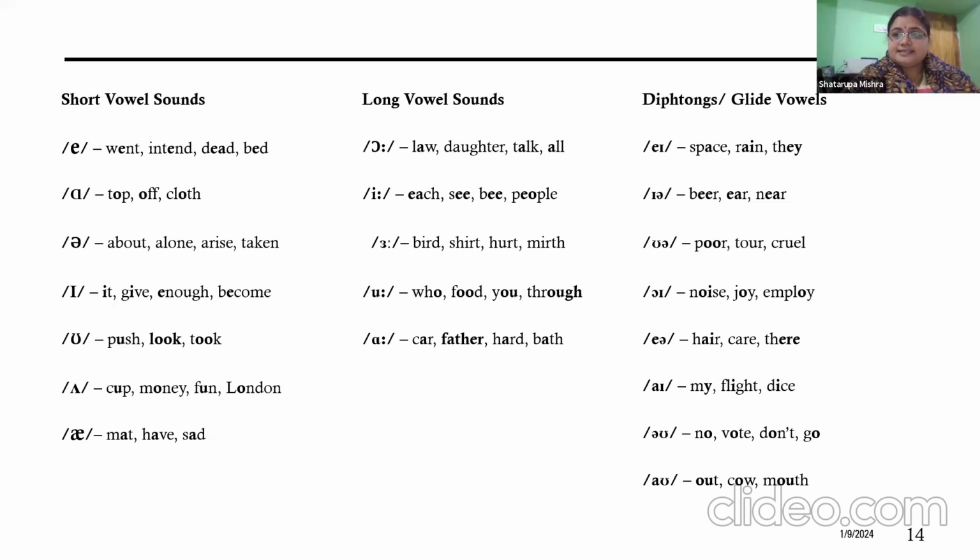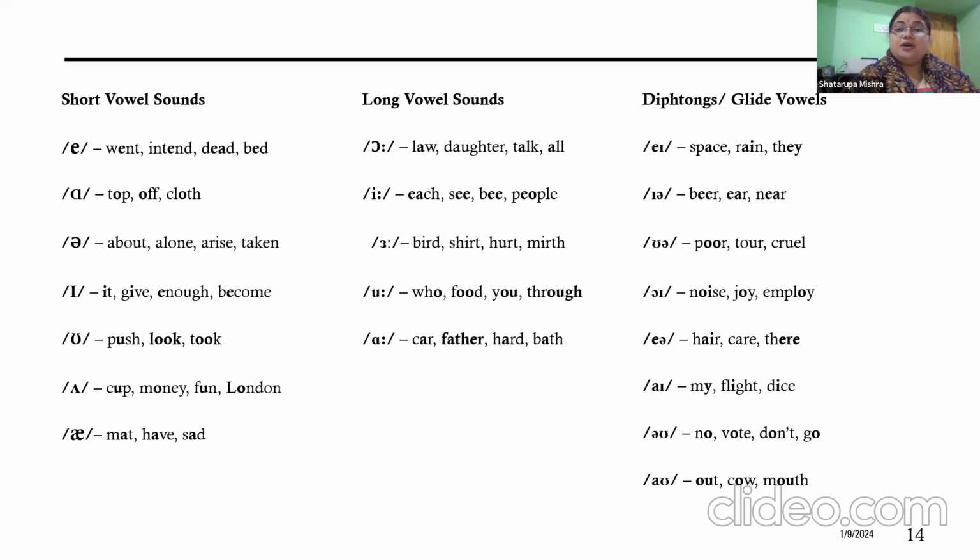Then the E sound, long E: each, see, be, people. Now we have the long A sound. Look at these words: bird, shirt, hurt, mirth. Bird, shirt, hurt, mirth.